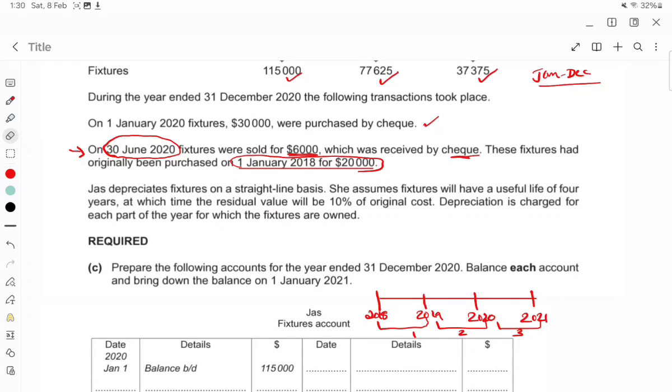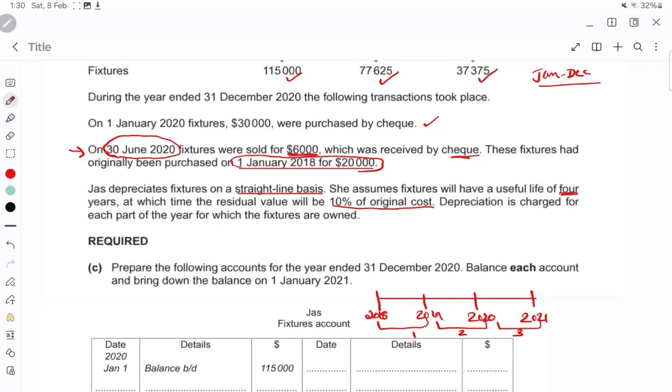Before going to the question, we will go to the next part of the question. Then I will give you the journal entries which we need to follow for disposal of non-current assets. So JAS depreciates fixtures on a straight line basis. Straight line basis means it will be the same amount for all the years. She assumes fixtures will have a useful life of 4 years, and the residual value will be 10% of original cost.